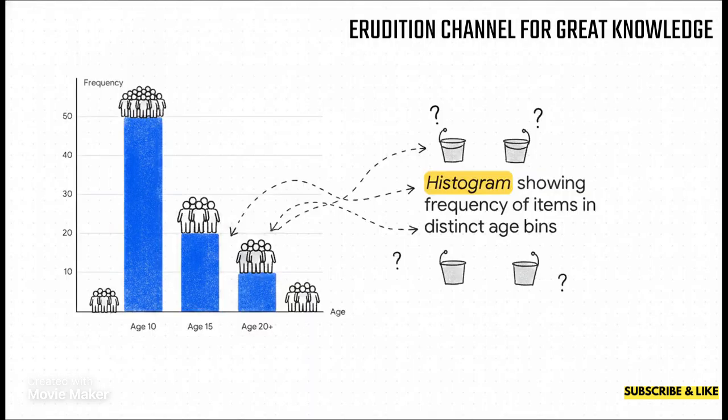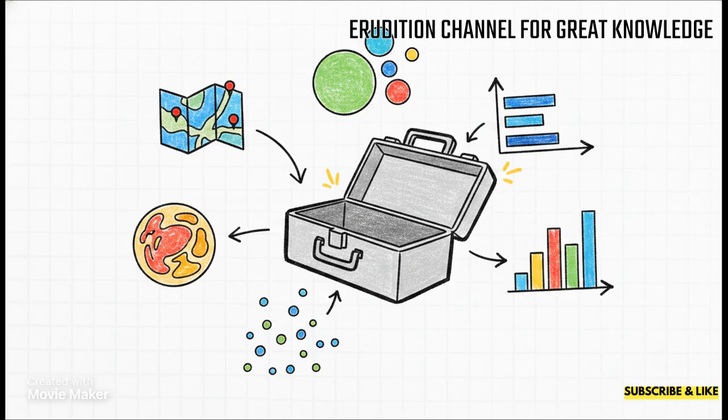Instead of staring at a massive list of individual ages, a histogram groups the frequencies into easy-to-read discrete bins. You immediately see how many people fall into the age 10 bucket, the age 15 bucket, and the 20-plus bucket. It instantly reveals the shape and the overall distribution of your population. It just makes sense. So, let's briefly recap the categorical toolkit we've built today.